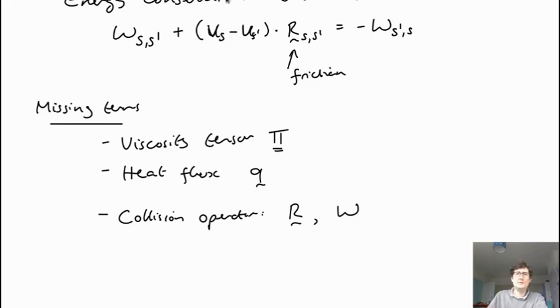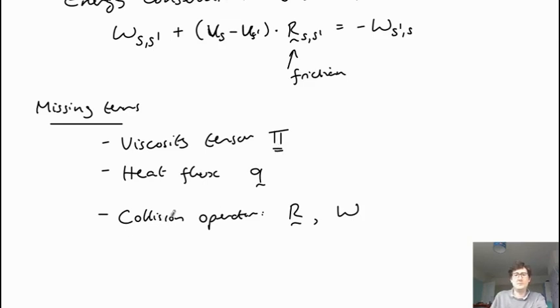Now there are at least two different ways of calculating these. One is just through truncation. Essentially you just set these to 0. That's the approach ideal MHD takes: just set the heat flux to 0 so it's adiabatic, and set this viscosity tensor to 0.